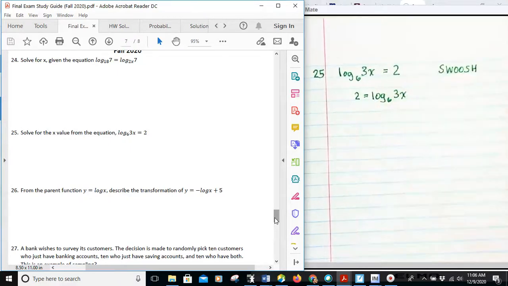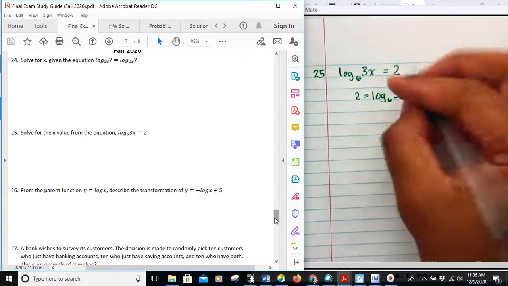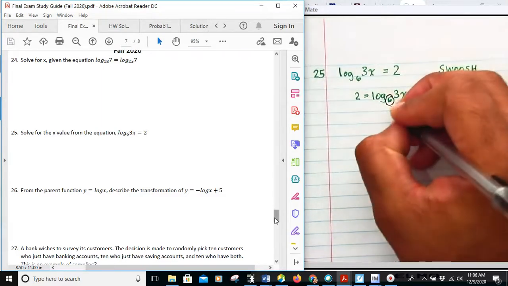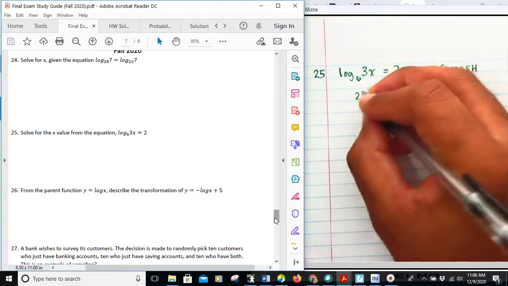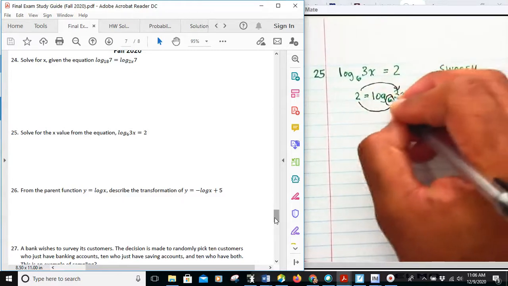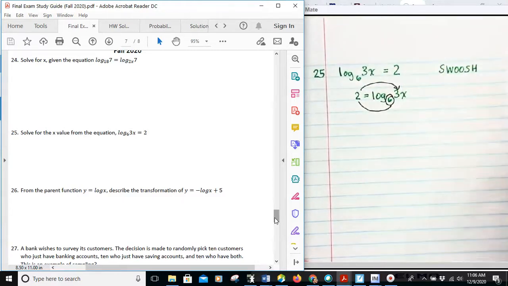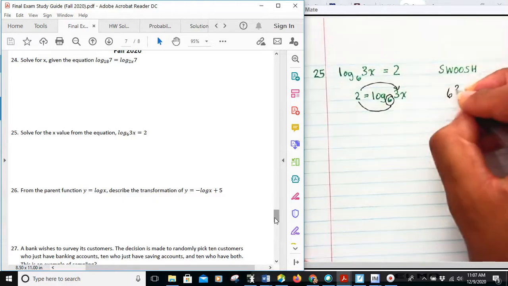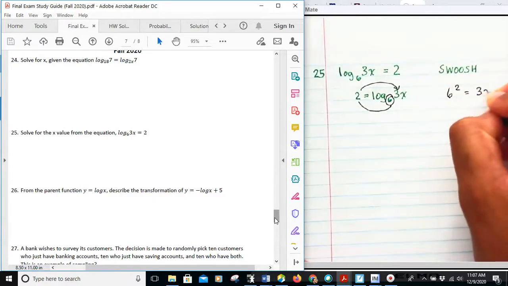So with that, I'm rewriting it, just moving the 2 in front. So that way we can go back to what we talked about. So it goes here, here, and then here. So we brought it around town. Swoosh. Bring it around town. So that's 6 squared equals 3x.